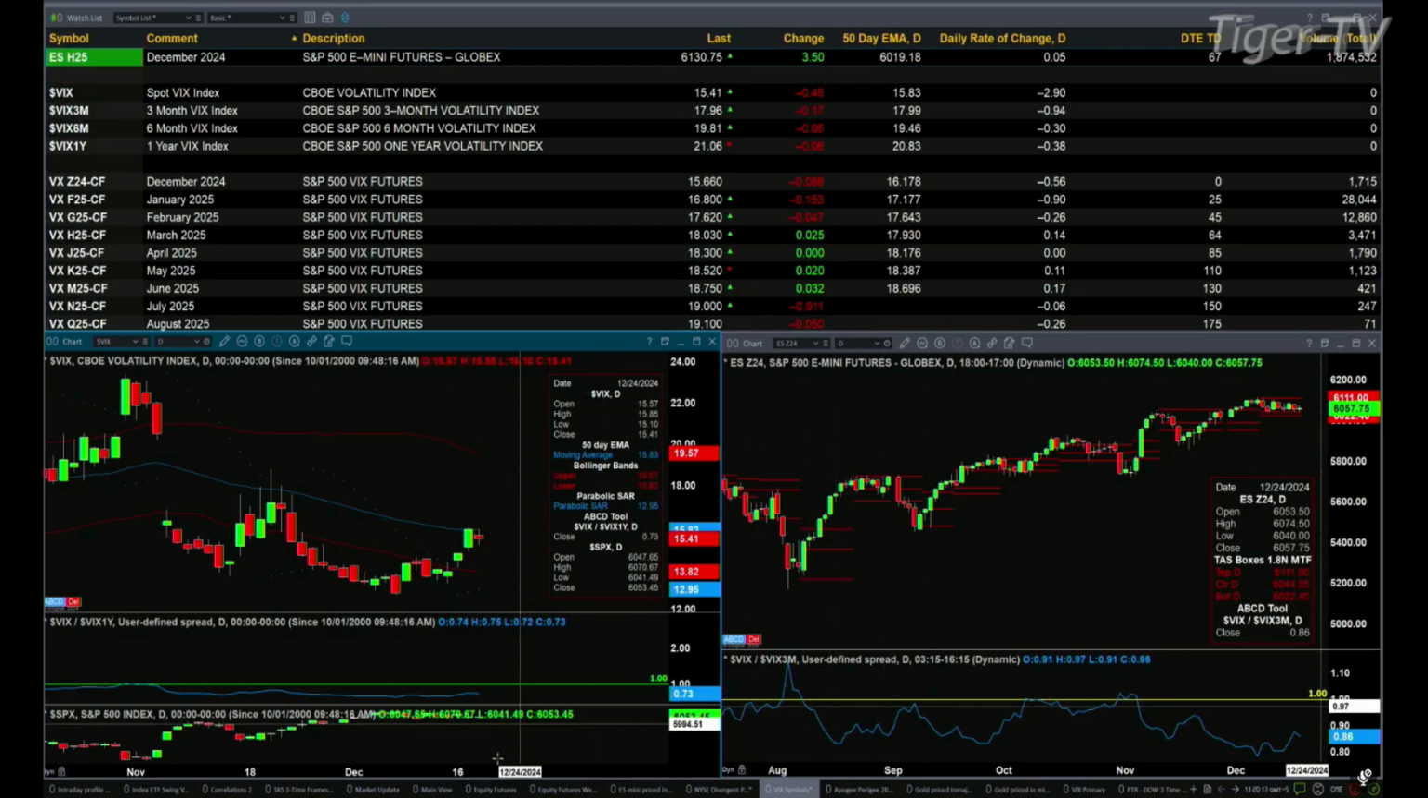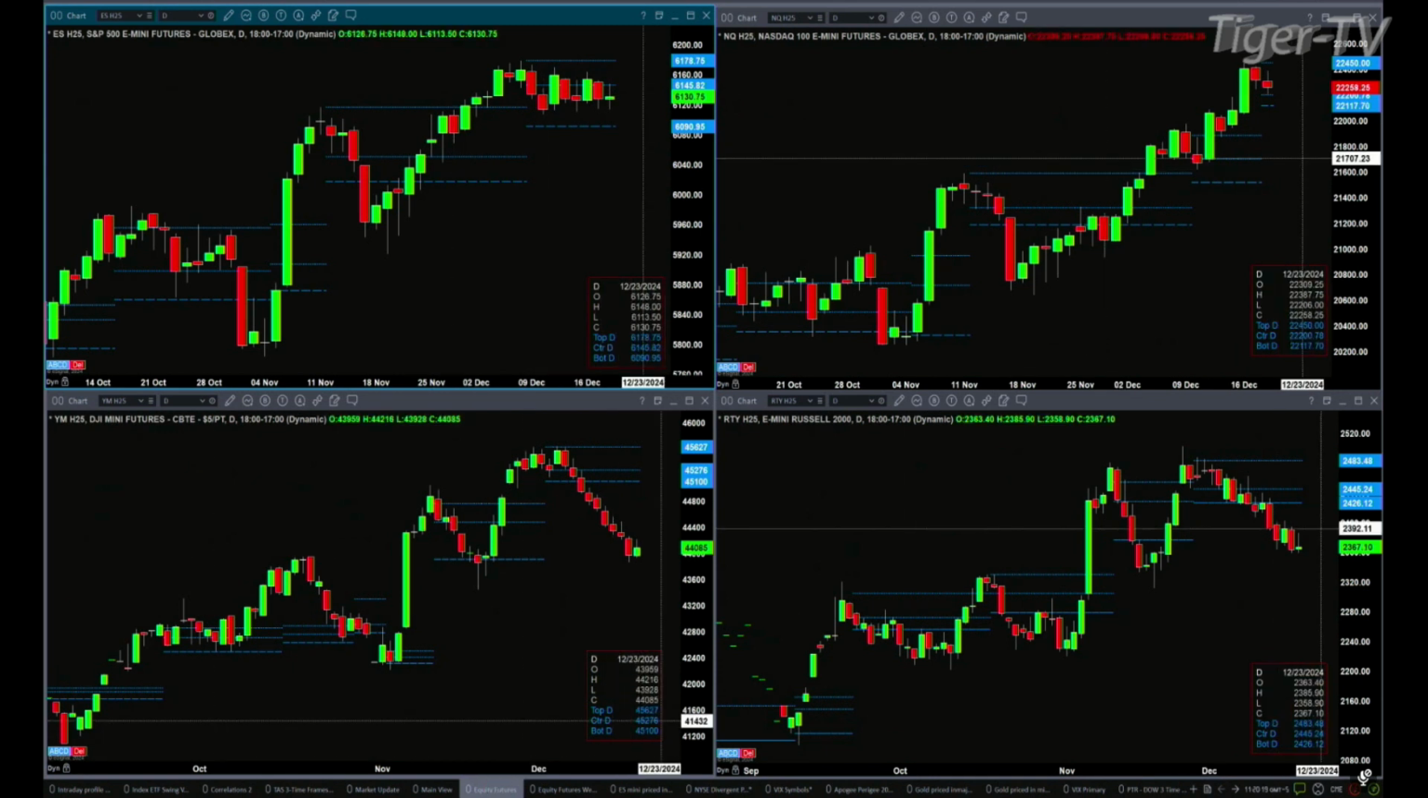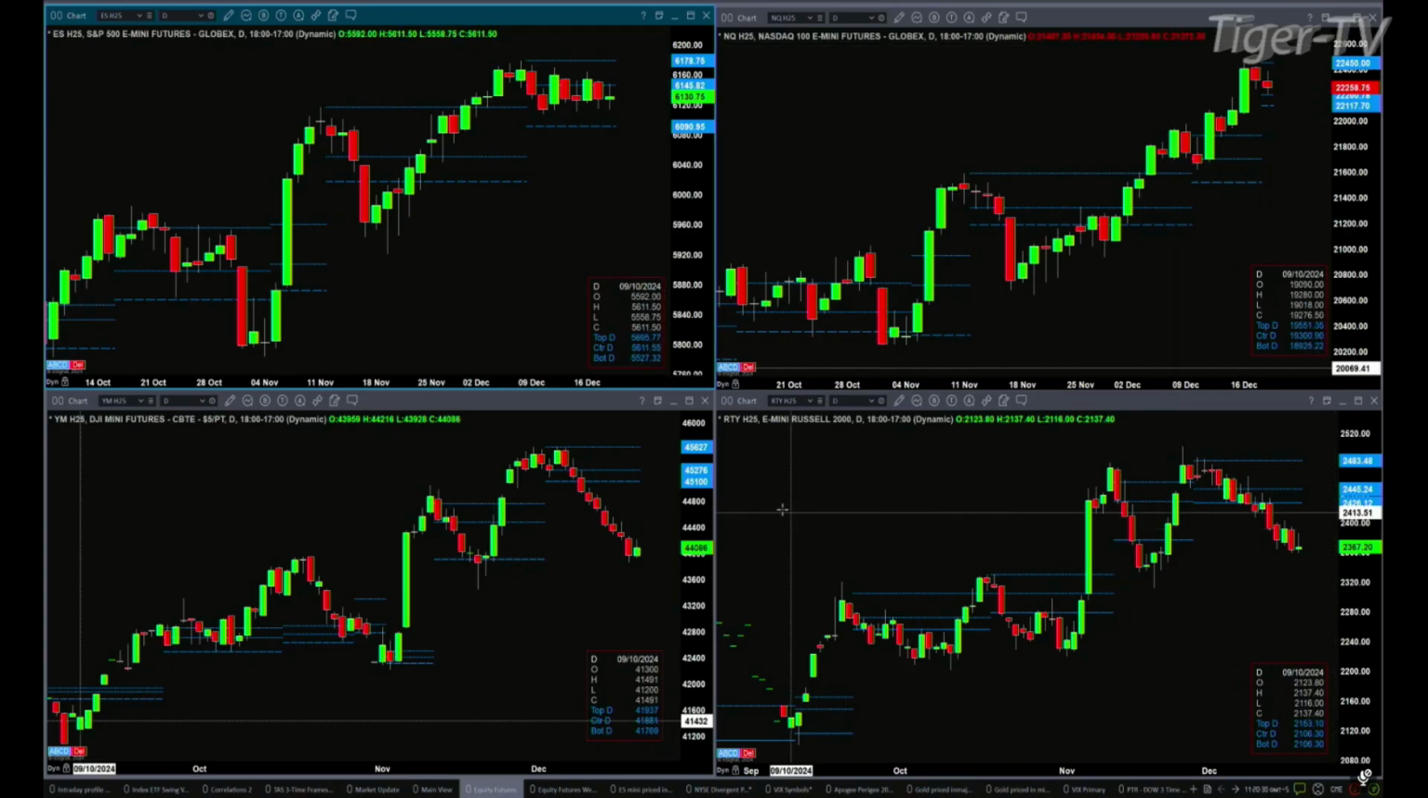Nothing else really that I think of here. You can see there the only new profile we've got is inside the NQ. So I think I gave that to you, but if not, 22,117 to 22,200 is the buy zone. Resistance is up at 22,450. No other profiles that we have out there.